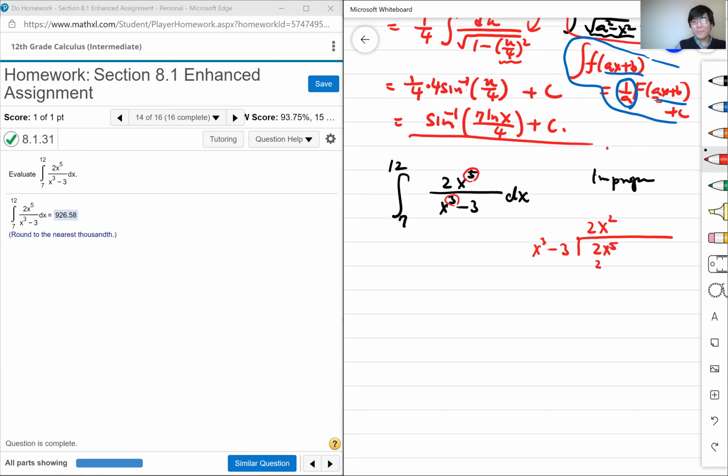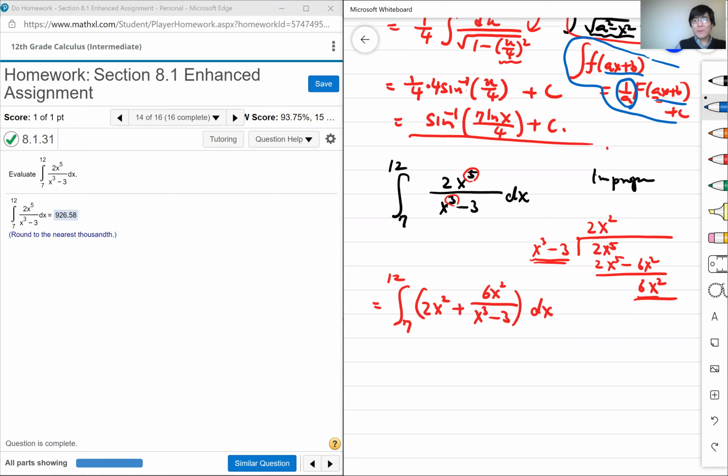Okay, so it's going to be 2x squared, 2x to the 5th minus 6x squared. So that's going to be 6x squared. Now the degree of the divisor is greater than the degree of the remainder. So division is done at this point. So it's going to become 2x squared plus remainder over divisor. Now we hope that for this fraction, the denominator's derivative is the numerator, and it is, because the derivative of the denominator is 3x squared. So it's just like a constant multiple difference.